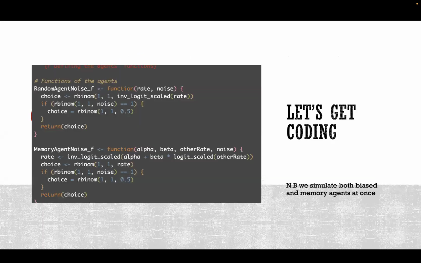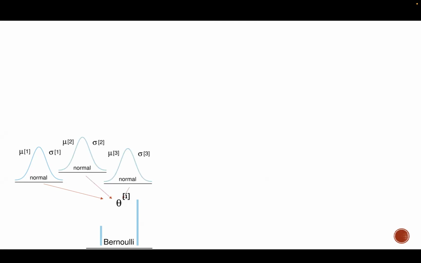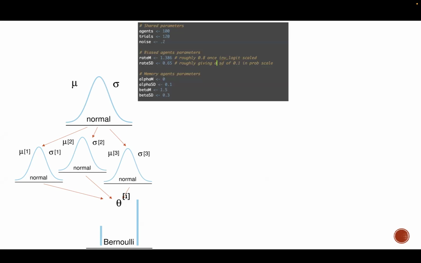Okay, so what if we want to get coding with these models? We're going to be simulating the random bias agent and memory agent. Yes. Okay. So what we want to do is we want to generate a choice of 0 and 1 where each agent, agent 1, has a specific distribution. And agent 2 and 3 have each their own specific distributions. And we want to generate those specific distributions from a common underlying distribution, which is just another way of representing what I was representing before.